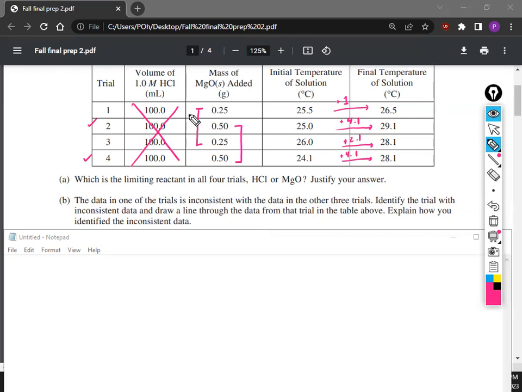Okay, let's look at the 0.25s though. If you take a look at the 0.25s, there is a difference, right? The difference is 1 versus 2.1. So it's going to be one of these, because it's going to be inconsistent with the other ones. Now that we know that it's either 1 or 3, we're going to want to compare it with the ones that are consistent, right? So let's compare these.